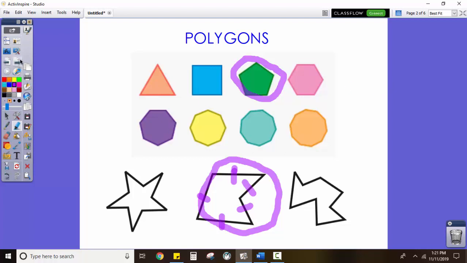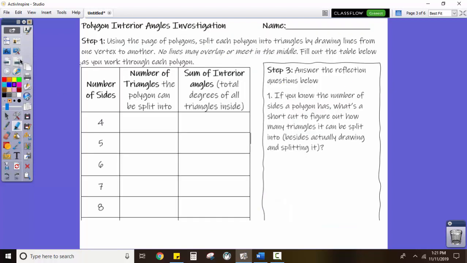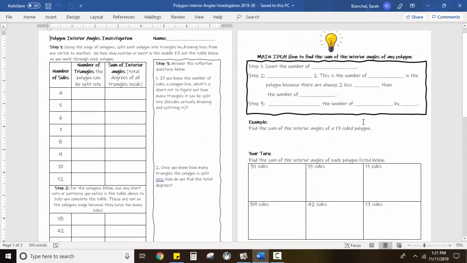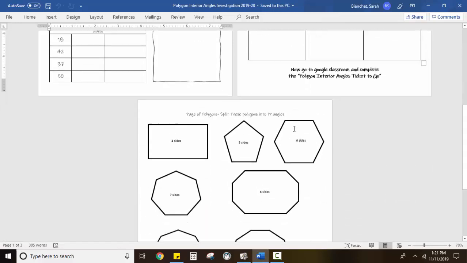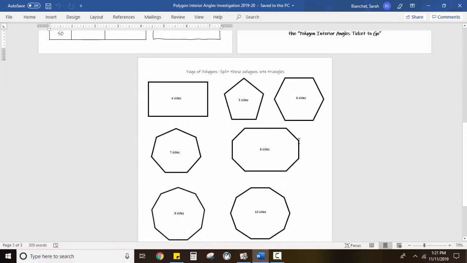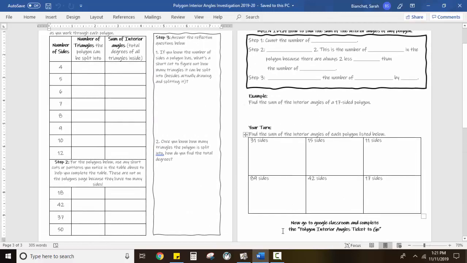So let's jump into what we're looking at here. First of all, you have an activity sheet. You have these sheets right here. So on the front is the first part of the activity, on the back is the second, and then you have a second sheet of paper with a bunch of polygons on it. You're going to need both of those papers for the activity for today.